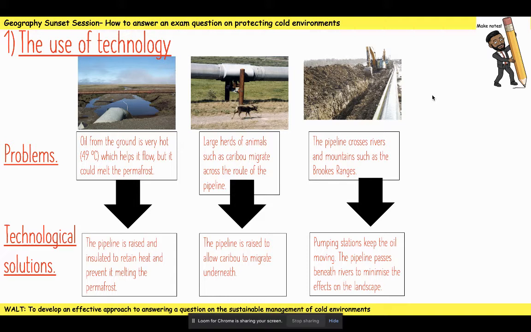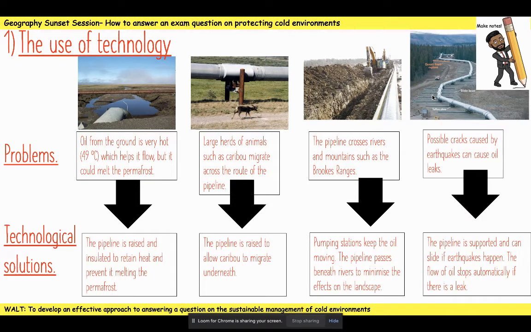So you can see them digging an underground sort of cavity for the pipeline to go underneath the river. They call it a culvert. Okay, so possible cracks caused by earthquakes can cause oil leaks. So what have they done about it?